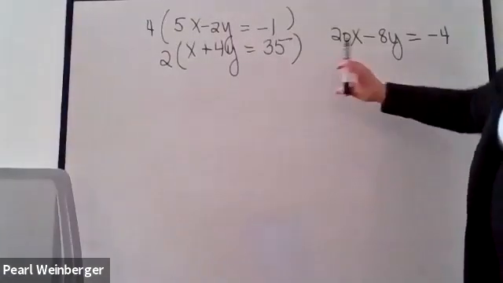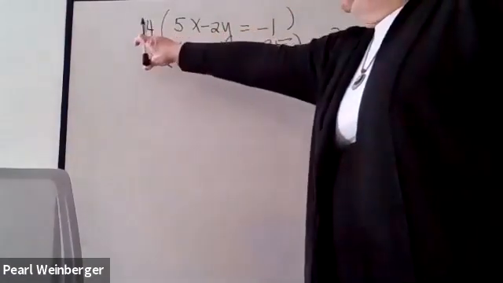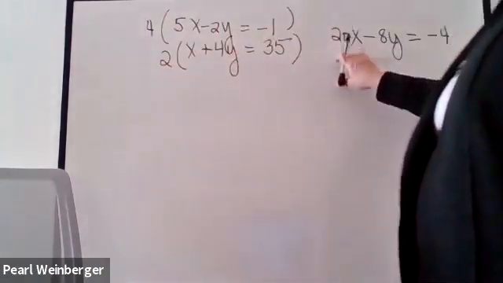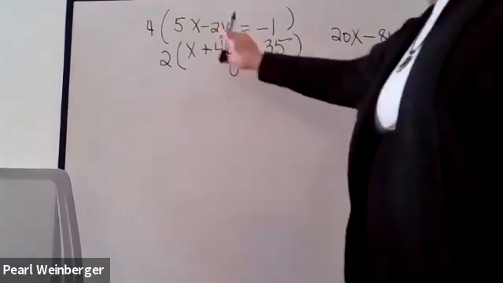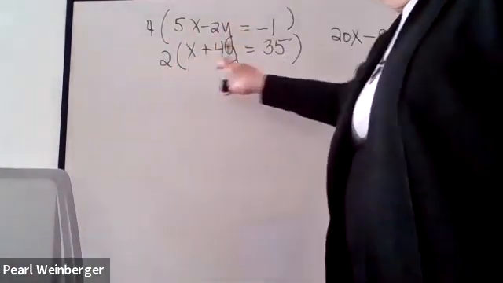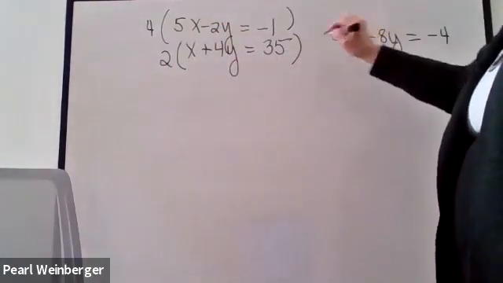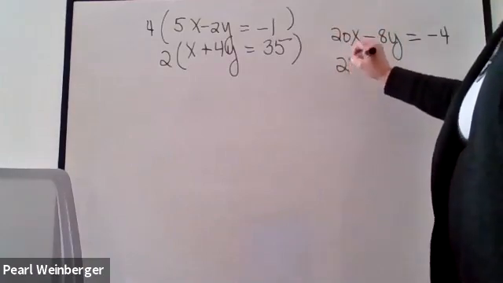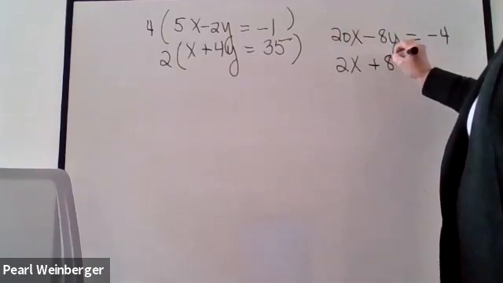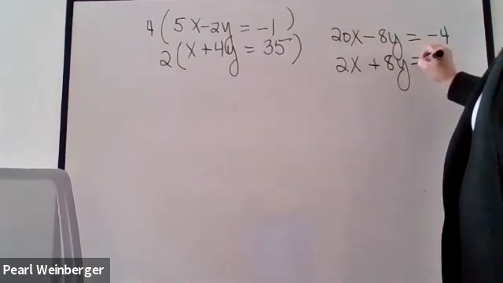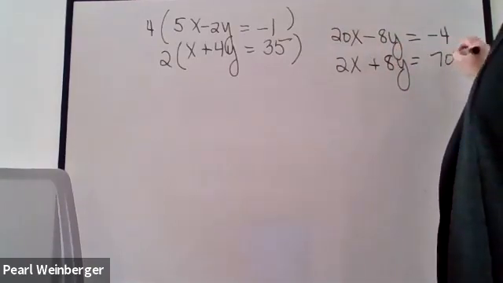Okay, so we multiply the first equation by the 4. We got 20x minus 8y equals -4. Now we're going to take the 2 and multiply the second equation with it. So 2 times x will give me 2x. 2 times 4y will give me positive 8y. And 2 times 35 will be 70.